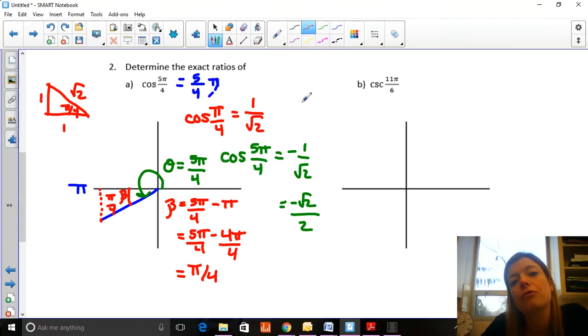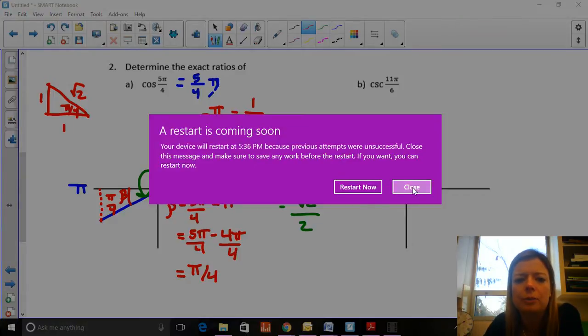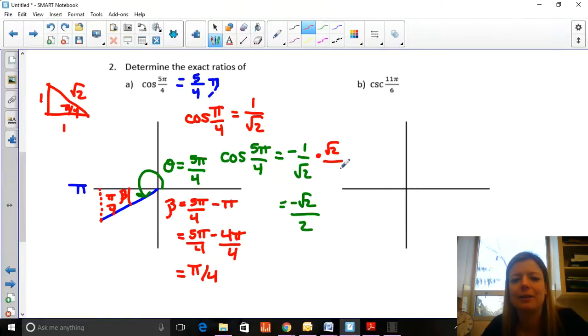There's something called rationalizing the denominator, and that means they don't like having a square root in the denominator, just like having a decimal or a negative sign in the denominator. It's okay to have it in the numerator, but in math, often we don't like it in the denominator. So what we do is we multiply this by root 2 over root 2.